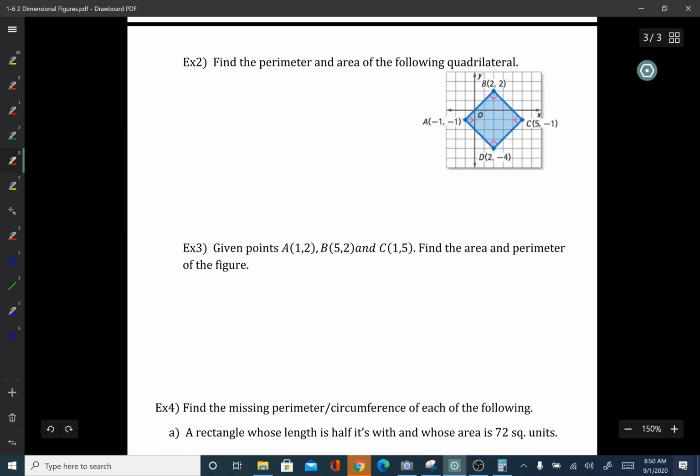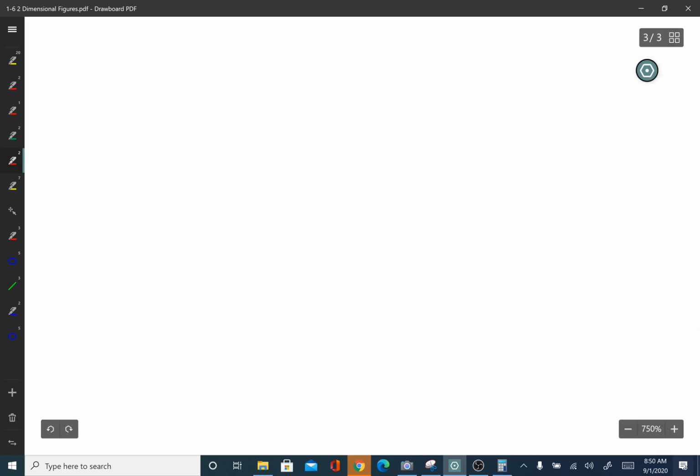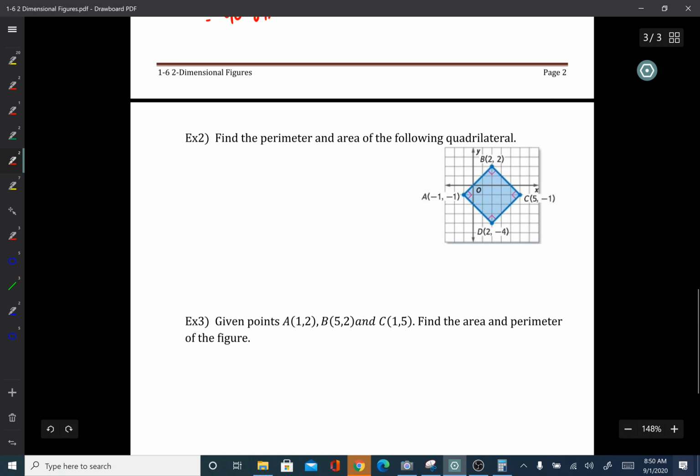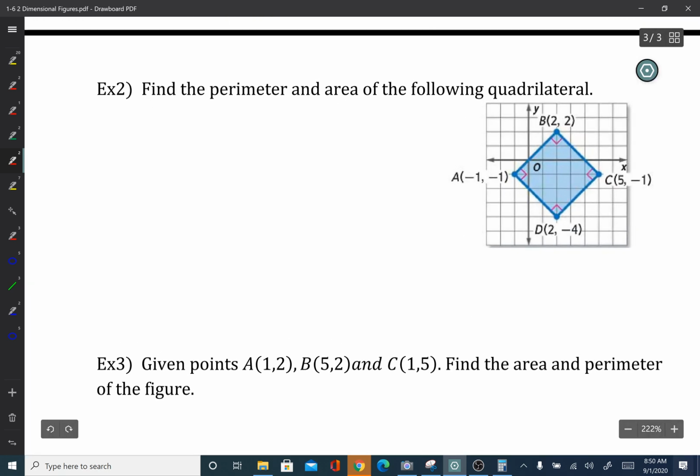All right, next problem, example 2. Find the perimeter and the area of the following quadrilateral. Well, first things first, to find the area or the perimeter, this is looking like it's a square, right? But we have to figure out how long this is, and how long this is, and how long this is.